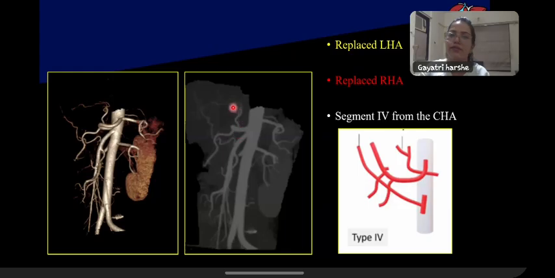Here is the case where there is a left hepatic artery which is replaced, then a replaced right hepatic artery, and the segment 4 artery arises from the common hepatic artery.